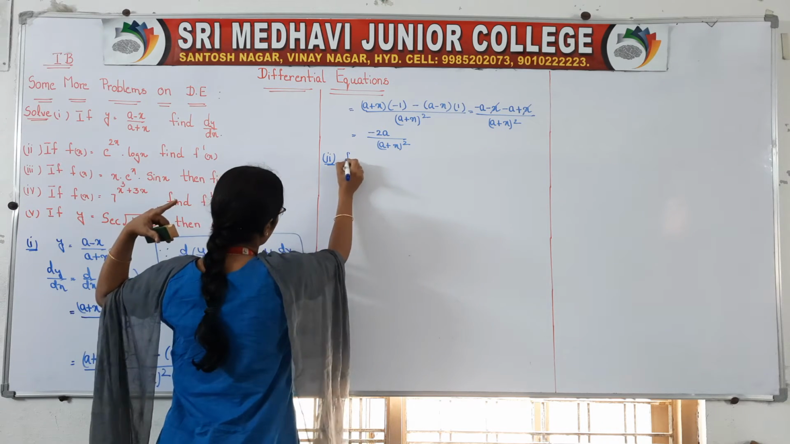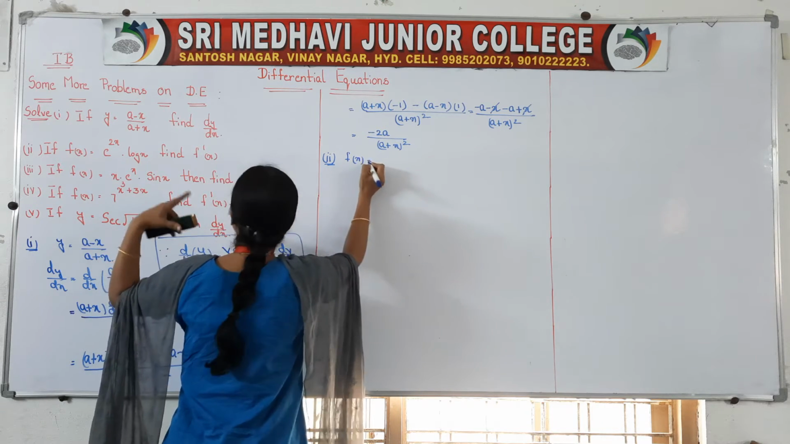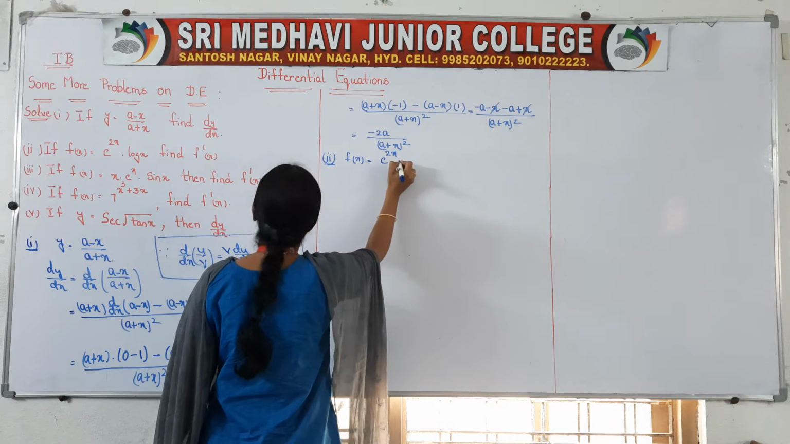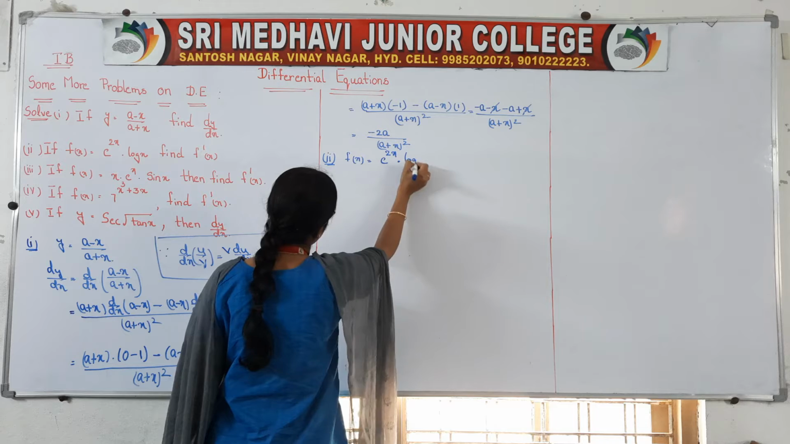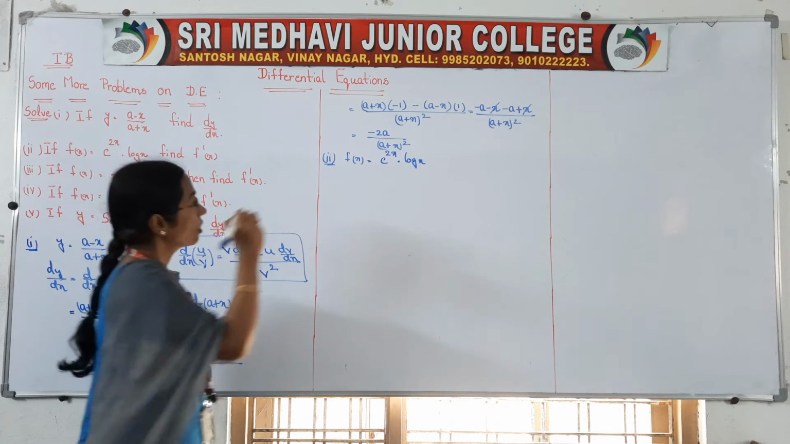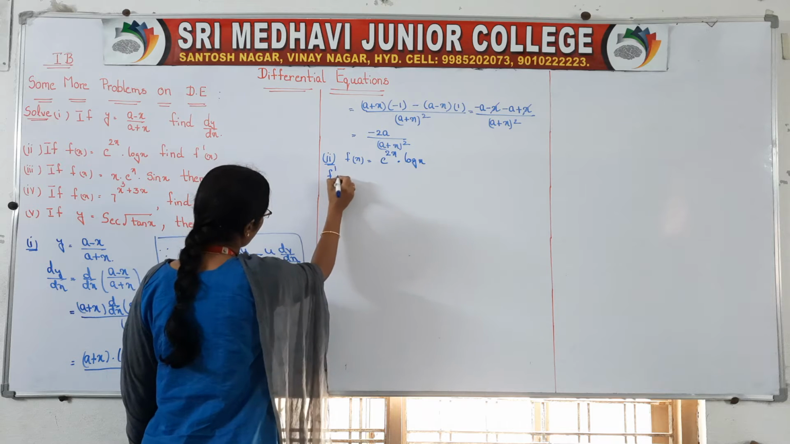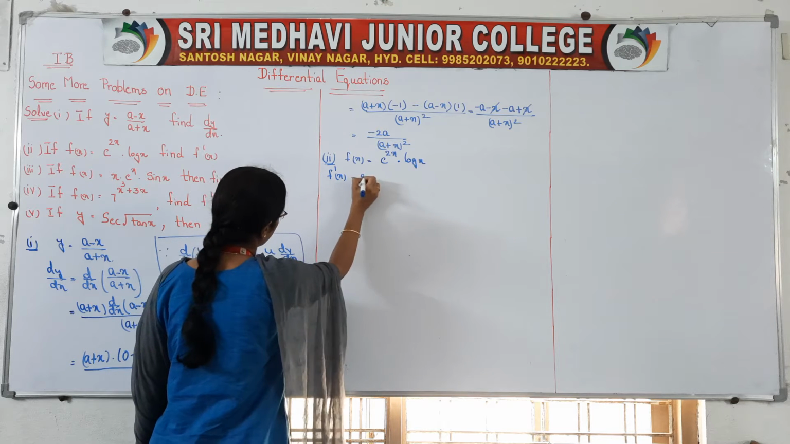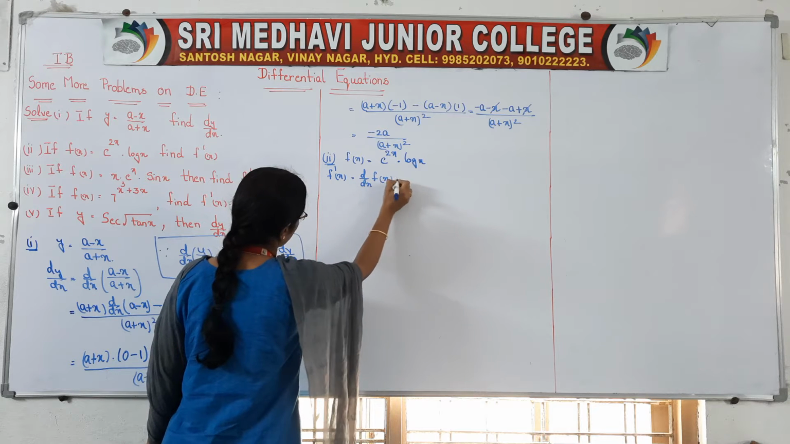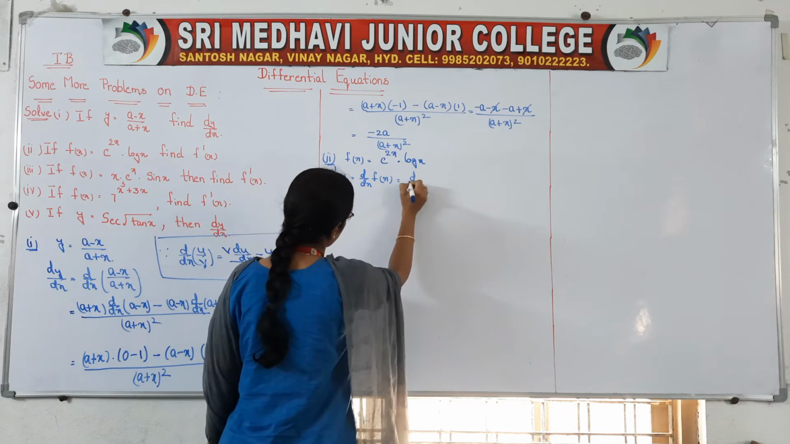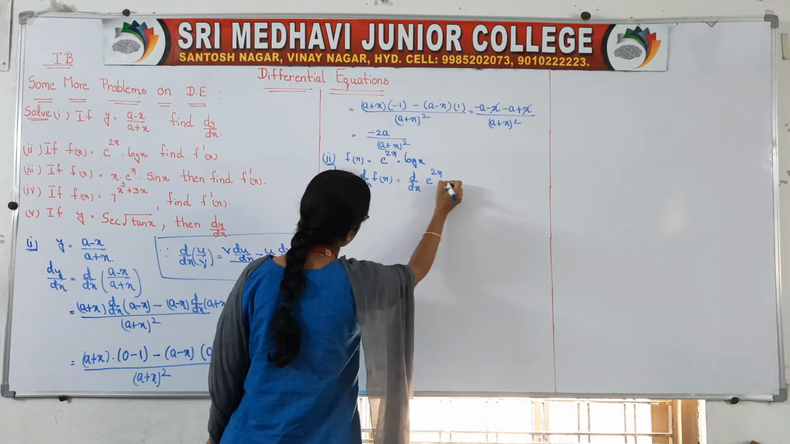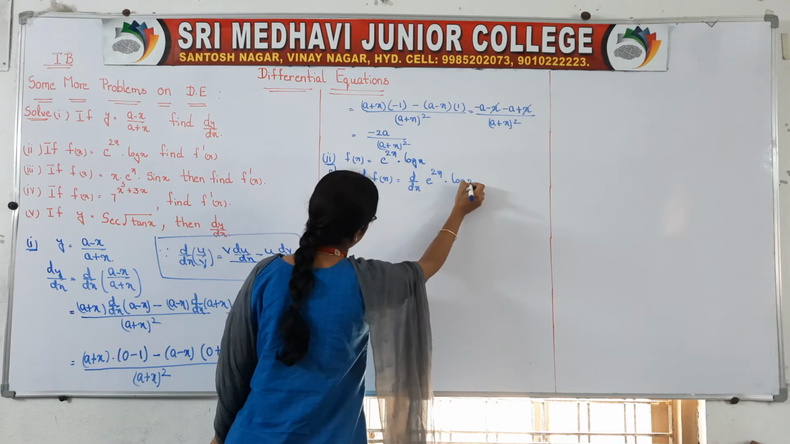If f of x is equal to e to the power of 2x into log x, then find f dash x. What is the meaning of f dash x? It is d by dx of f of x. So it is d by dx of e to the power of 2x into log x.